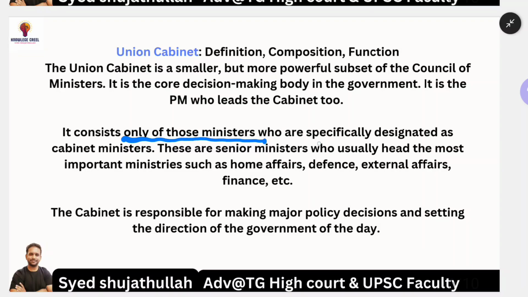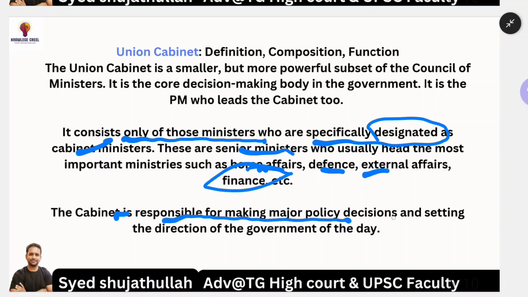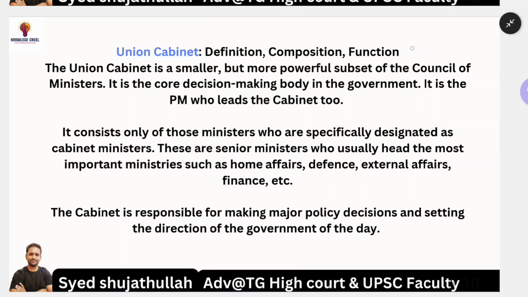It consists of only those ministers who are specifically designated as cabinet minister. The group consists of only those ministers who have been designated by the government as cabinet minister. They are basically senior ministers who are holding very key portfolios from the country's point of view, such as Home Affairs, Defence, External Affairs and Finance. The cabinet is responsible for major policy decisions, okay, and setting the direction of the government of the day. So any decision coming to the lower rung of the society or coming to the people is basically taken in what? Cabinet meetings only. So the cabinet is the most important, powerful decision making body as of now.